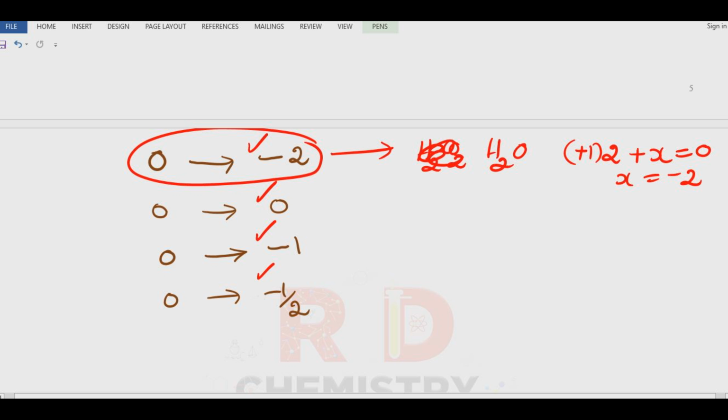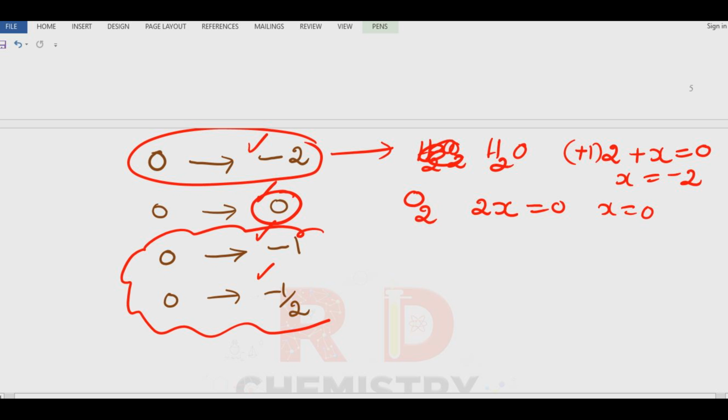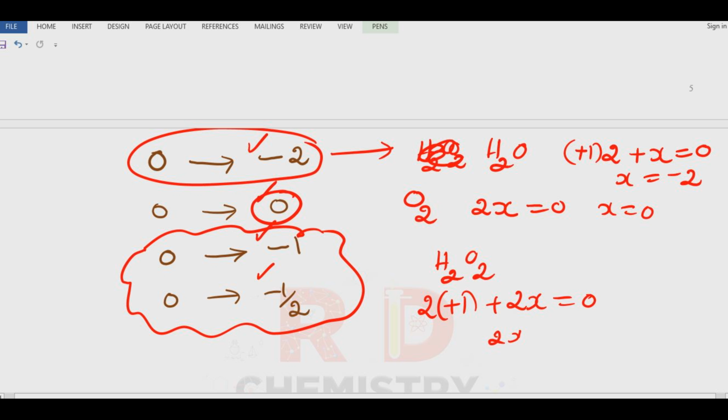Now oxygen can be 0 also. For example, dioxygen. So 2 oxygens, and the oxidation number of oxygen, let it be x. Total is 0. Therefore x is equal to 0. Possible. These are the special ones, -1 and -2. Consider hydrogen peroxide H2O2. Hydrogen 2 into +1, plus 2 into oxygen unknown x is equal to 0. So 2x is equal to -2. So x is equal to -1. So this is the peroxide, hydrogen peroxide. Remember, in case of peroxide compounds, oxygen is always -1.